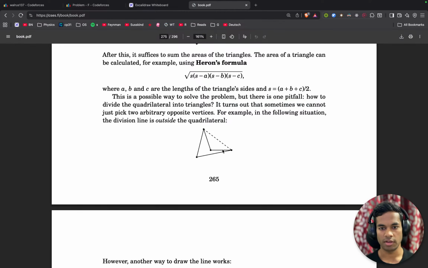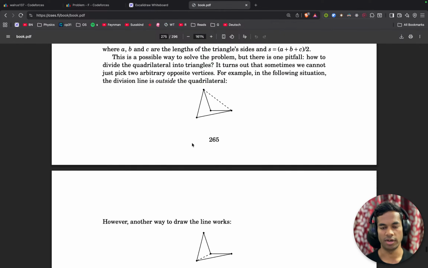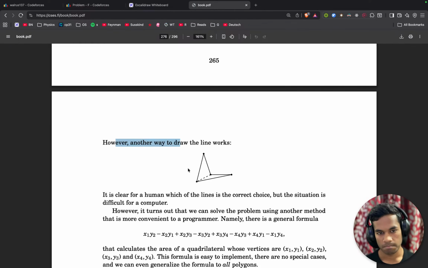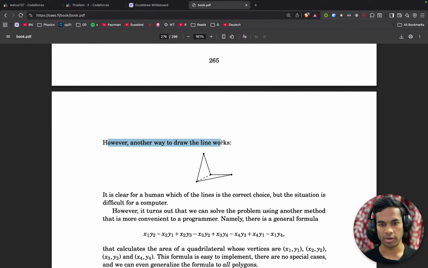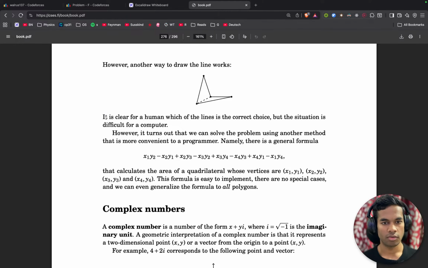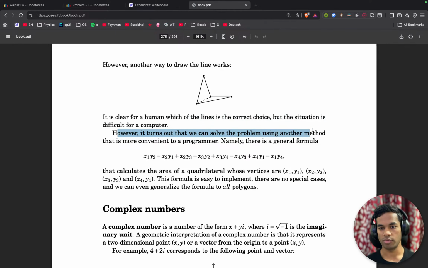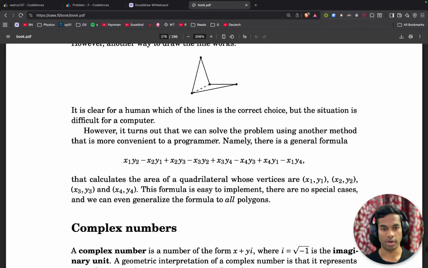For example, this one is a concave quadrilateral because there is a cave. In the following situation, the division line is outside the quadrilateral. However, another way to draw the triangles works. This one works. So it is clear to a human which line is the correct choice, but the situation is difficult for a computer. However, it turns out that we can solve the problem using another method that is more convenient for a programmer, namely a general formula.